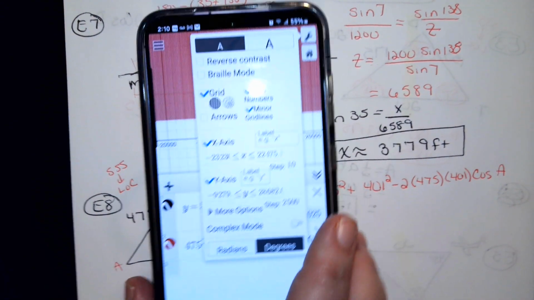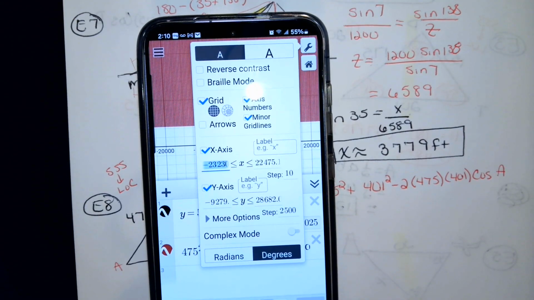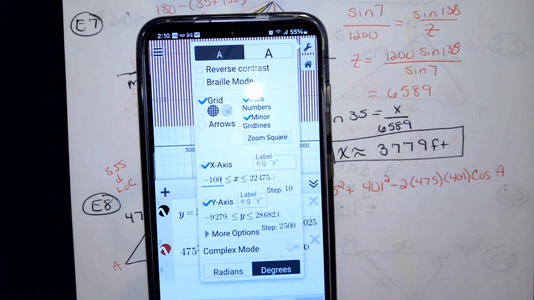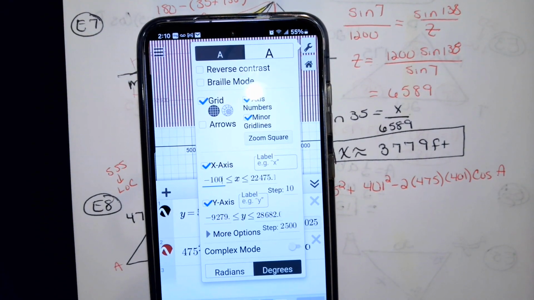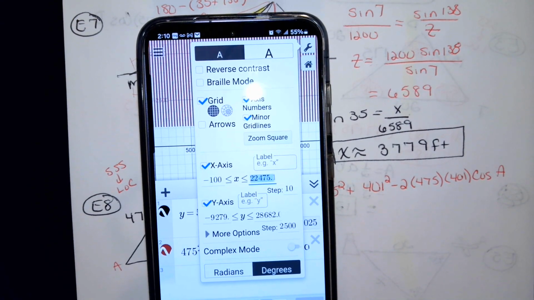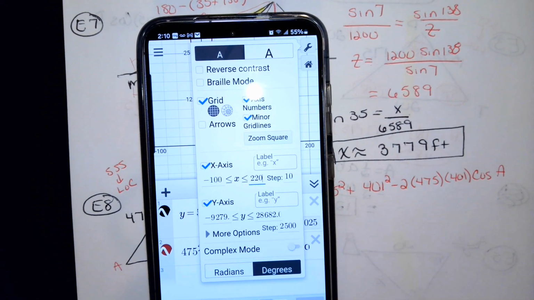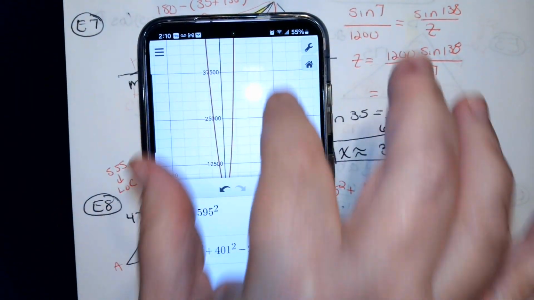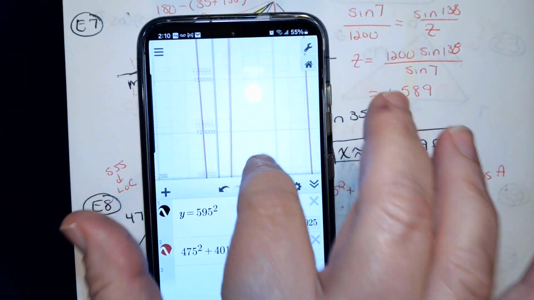So I'm going to go to my x-axis. I'll do negative 100 on the left side, where remember, your negatives are. On the right side, the biggest it could be is something less than 180, so I'm going to go a little beyond 180. I'm going to say 220 and have it count by tens. Now notice how it looks much neater.